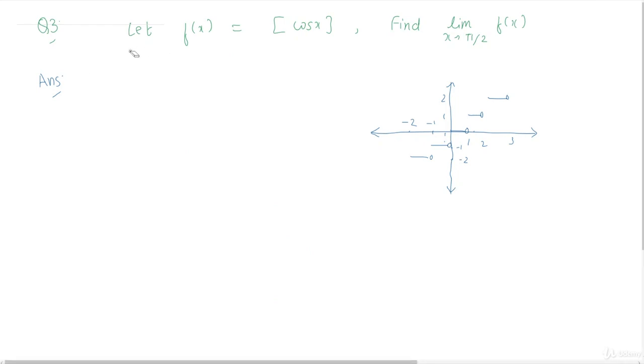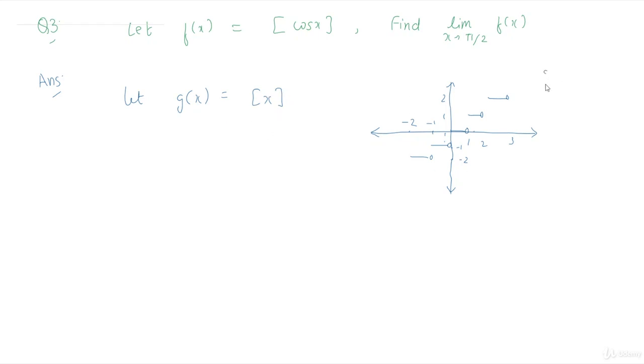Let's start with our third example now. Let's say we have a function f(x) equal to the greatest integer of cos x, and we have to find the limit as x approaches π/2 of f(x). First of all, I will make your understanding clearer about this greatest integer part. Let's assume first we have another function, g(x) equal to the greatest integer of x. I'll make your understanding clear about this part first, then we will go on to compute the limit.